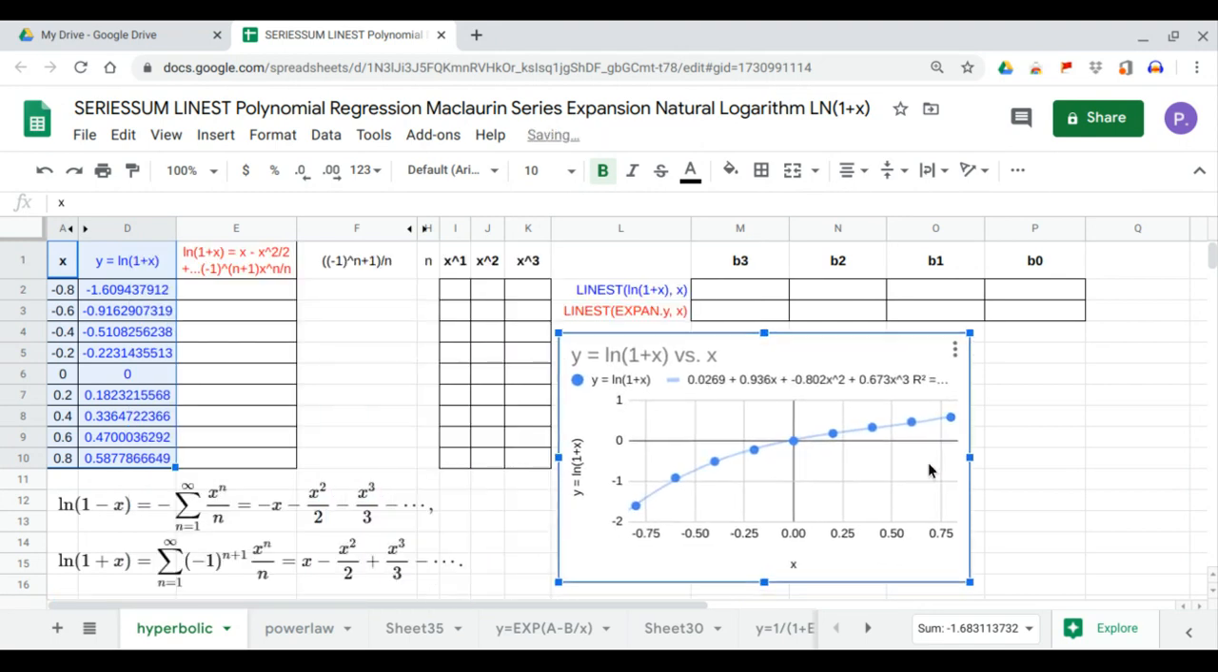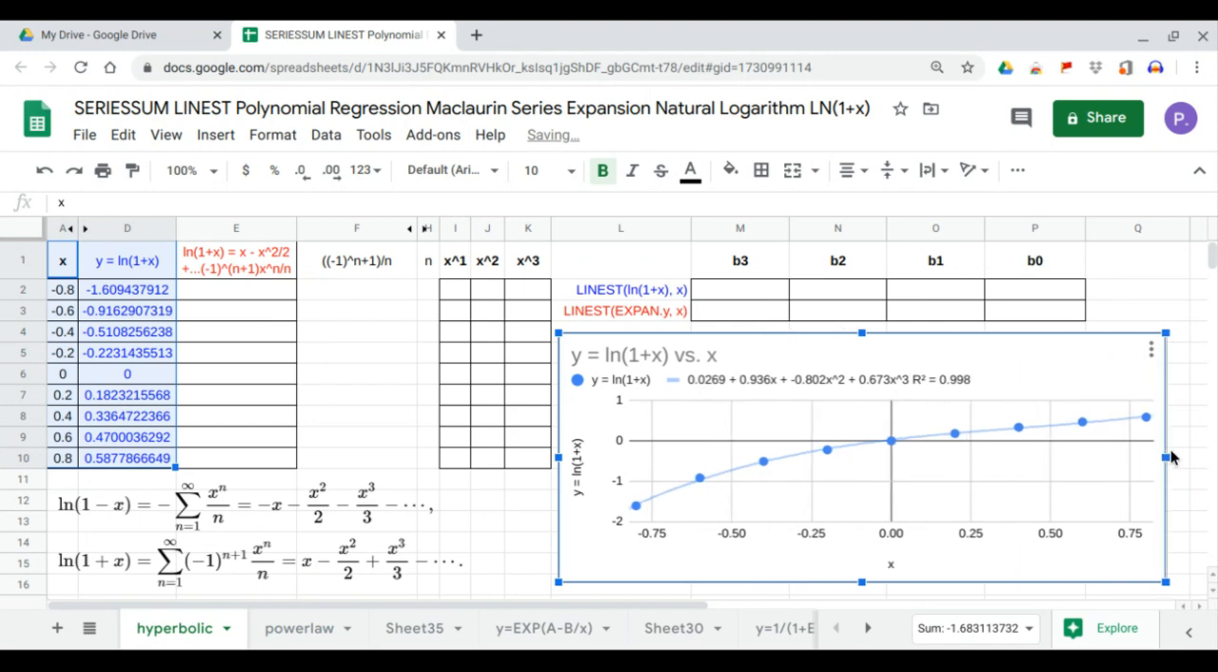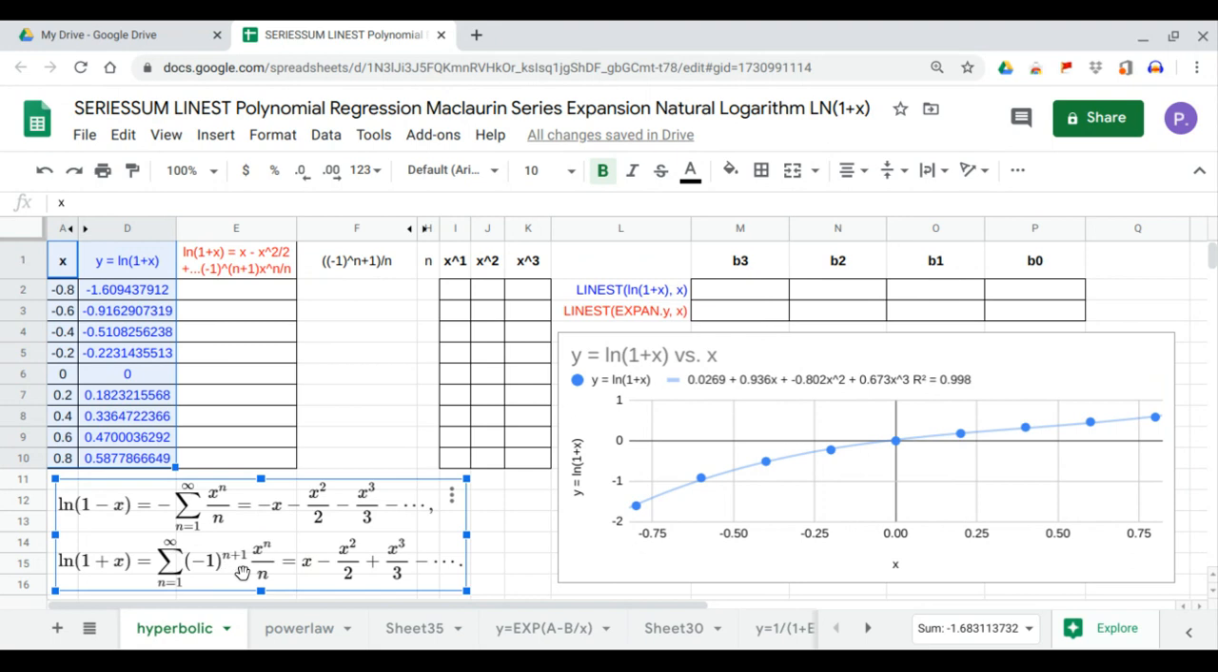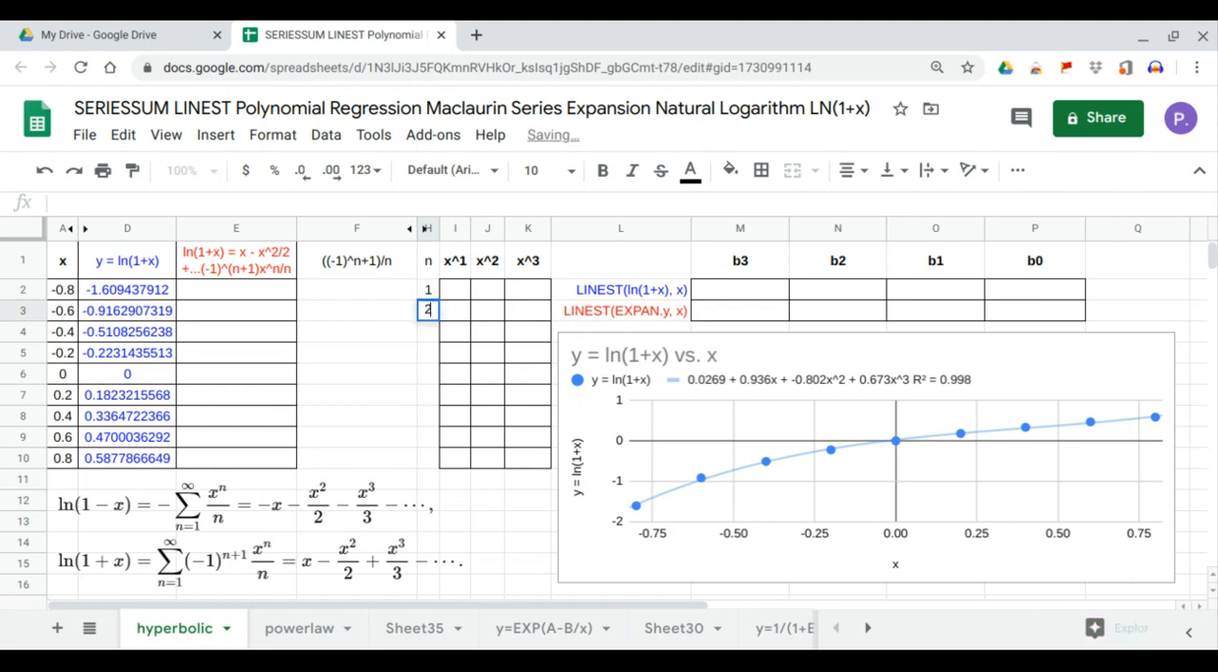And we will work on the expansion of the ln(1 + x). Here's the expansion of ln(1 + x). We'll start with the n values, which start from 1 to infinity. This time we'll only work within the limits of our data set range, so it is 1 until 9. Now we'll calculate the coefficient, (-1)^(n+1) over n.